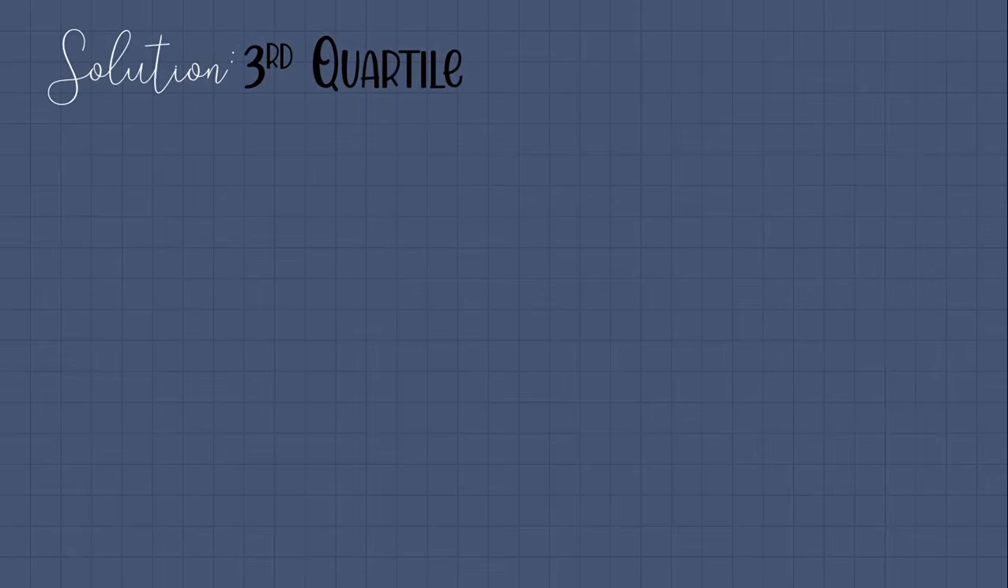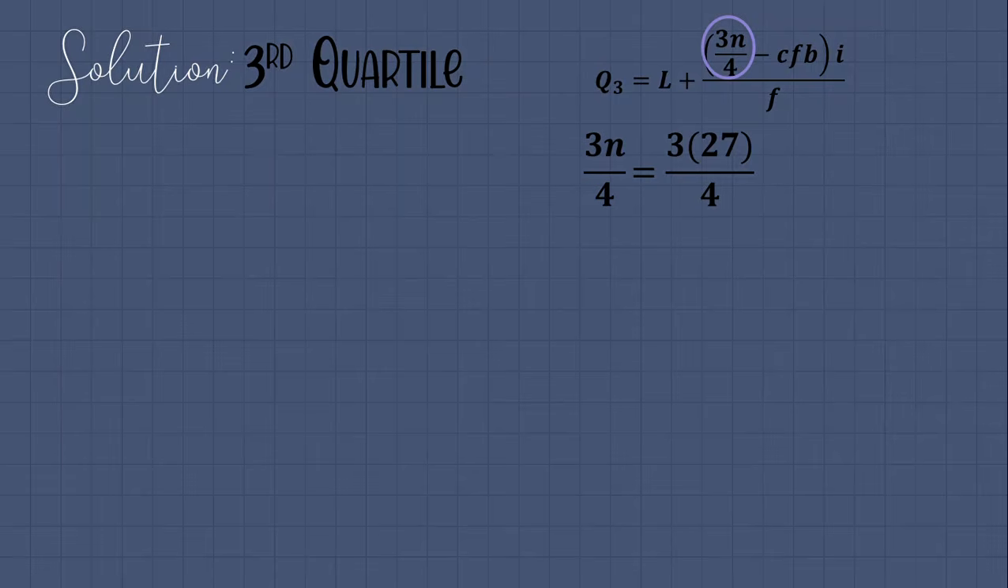The next one, we also have to get the third quartile of the given data. Again, the formula for the third quartile is Q sub 3 is equal to L plus quantity 3n over 4 minus CFB times I all over F. Again, our first step is to get the fraction in our parentheses, which in this case is 3n over 4. Our n is equal to 27. So we have 3 times 27 over 4, that is 81 over 4, or 3n over 4 is equal to 20.25. Again, same process and procedure.